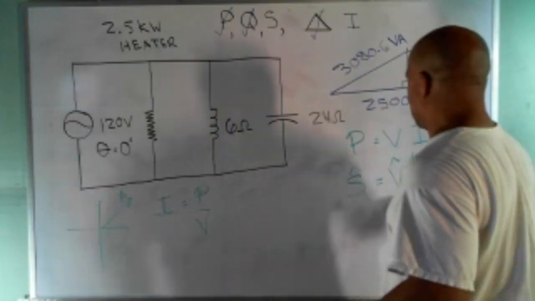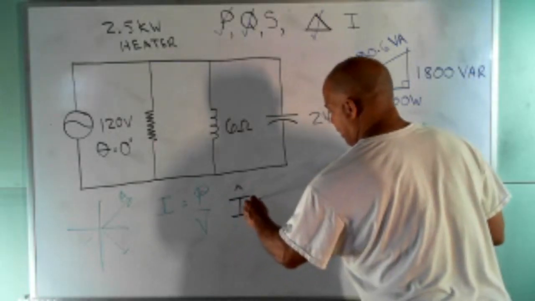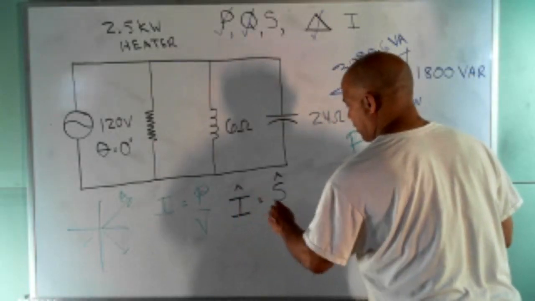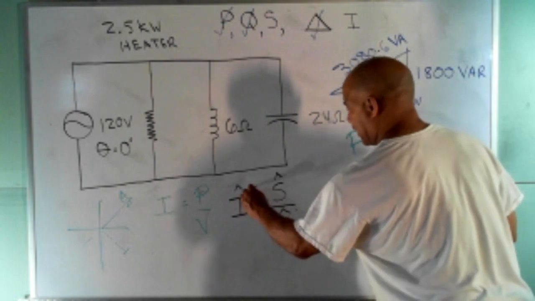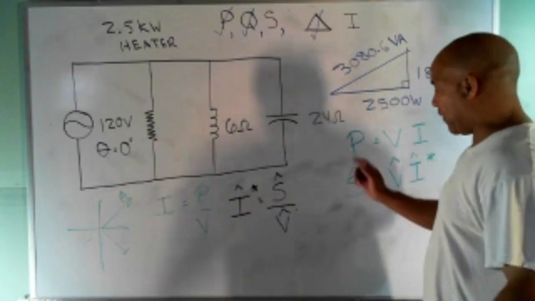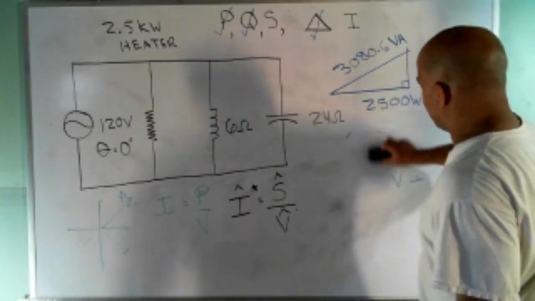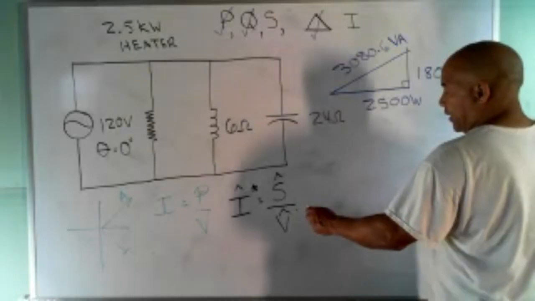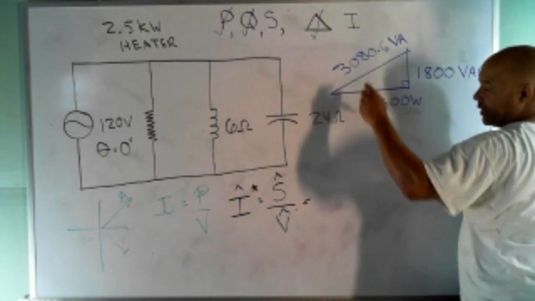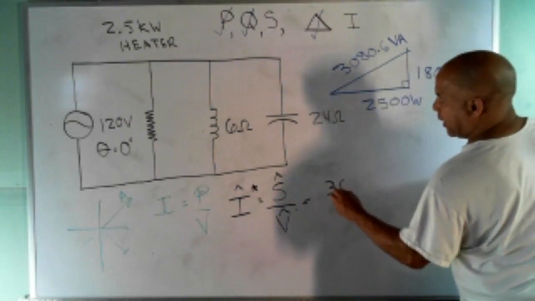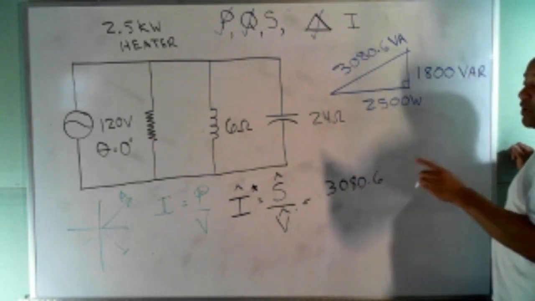So solving this for I, the I star phasor is S phasor over V phasor, but that's going to be the complex conjugate. So let's figure out what that is. You got all those values, you can figure out what that is. This is 3080.6, so it's 30, 80.6. Now we're treating this as if it were a phasor.